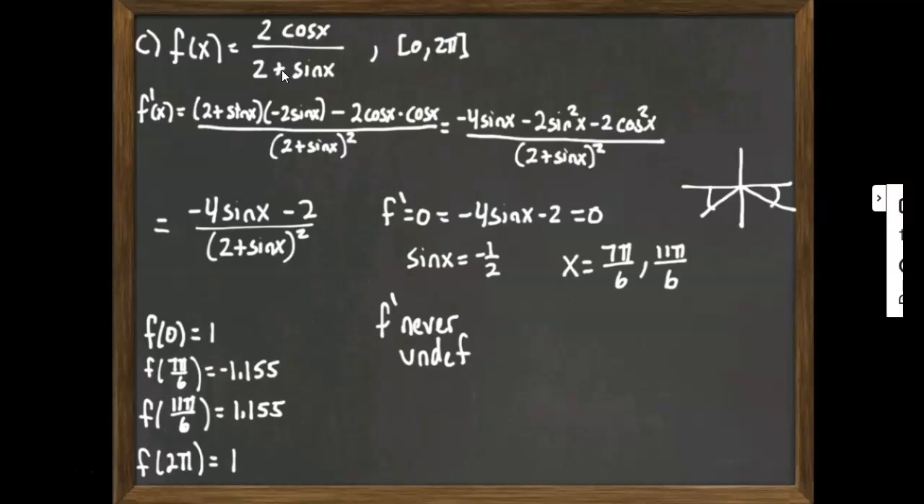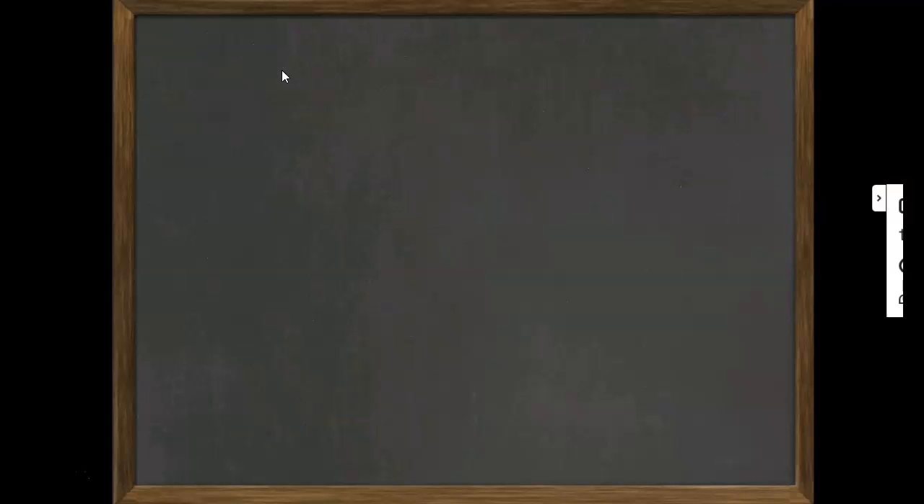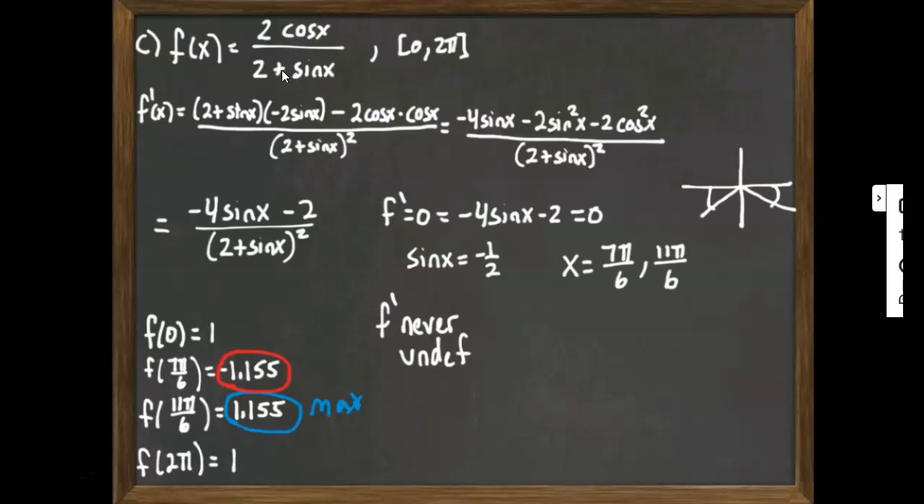And so at this point, the largest value will be our maximum. The smallest value will be our minimum. And so you can see here we hit the maximum at 11 pi over 6, right? The 1.155 is our max. And then our minimum would be that negative 1.155. That would be our minimum value. Okay, so that's what's going on here, our absolute max and our absolute min.